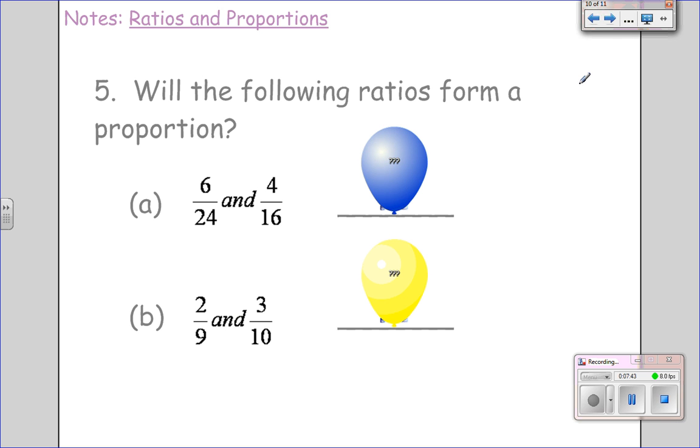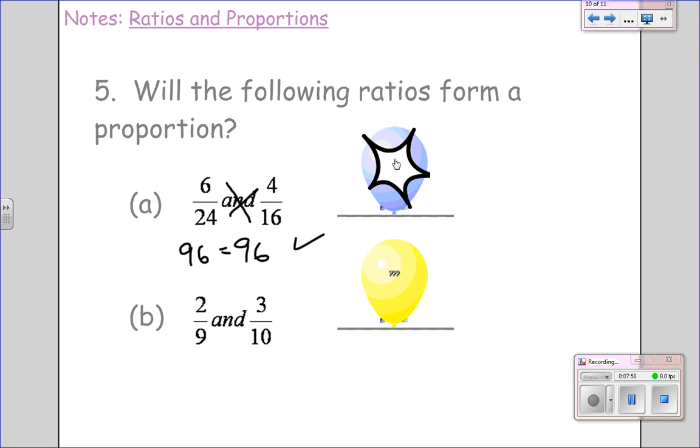All right, so will the following ratios form a proportion? Easiest way to do this, cross multiply them. 6 times 16, that's 96. 24 times 4 is 96. Are these two numbers equal? Yes. So do they form a proportion? Yes, indeed they do. Check letter B. See if they form a proportion.